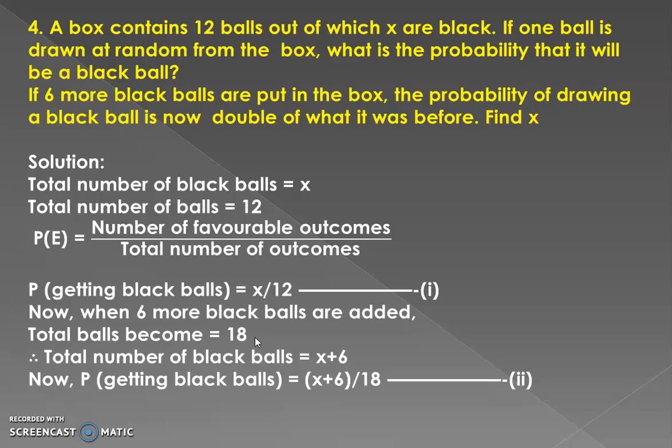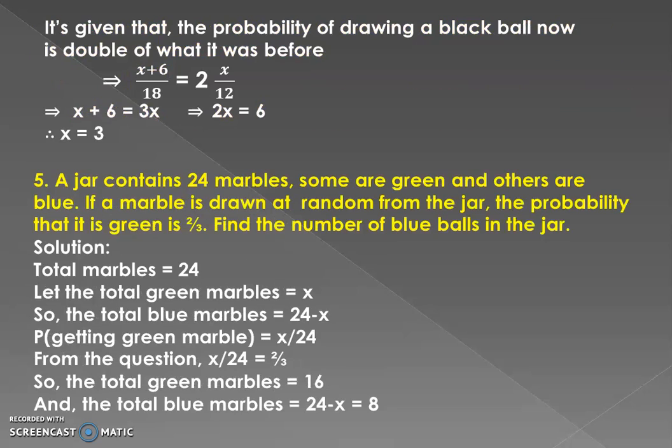And black balls are also increasing by 6. That is, it will become x plus 6. So the probability of getting a black ball now will be x plus 6 by 18. It is given that the probability of drawing a black ball now is double of what it was before. So x plus 6 by 18, this is the new probability. This is double of x by 12. That was the earlier probability. So when you simplify this, when you solve it like a linear equation, you will get x equal to 3.